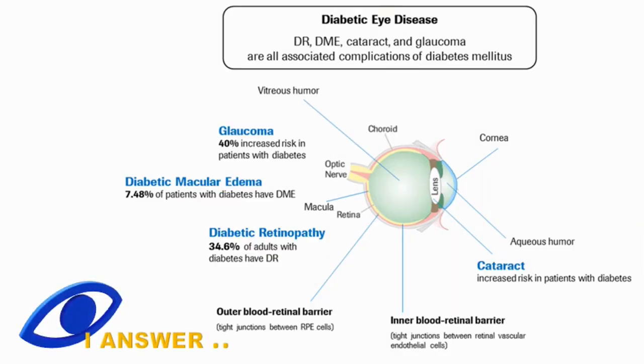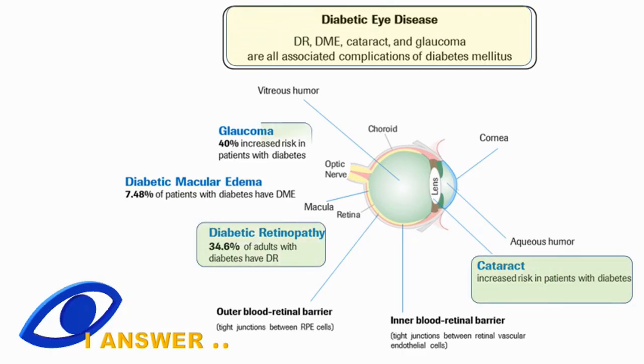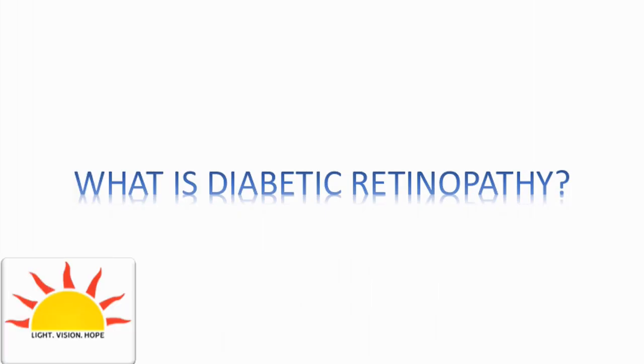Well, diabetes is known to affect the eye by increasing the progression of cataract, affecting vision by causing diabetic retinopathy, and also increases the risk of glaucoma. Of these, the most common cause of permanent vision loss is diabetic retinopathy.